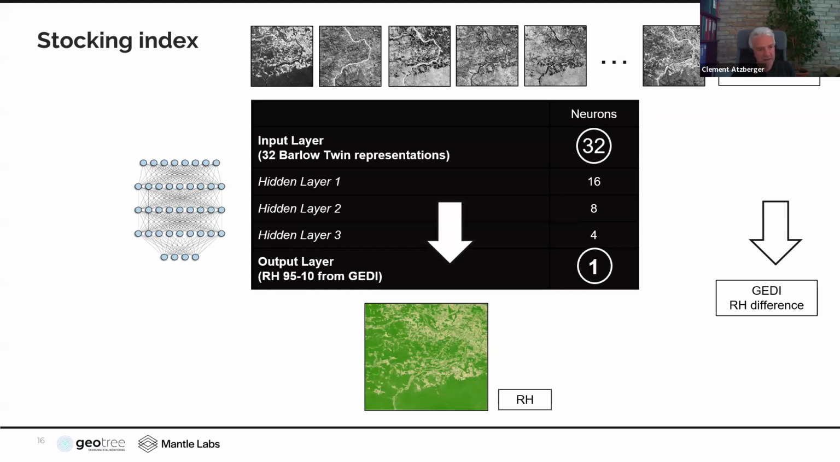So here comes again the GEDI that I mentioned already. The GEDI measures these relative heights. We take a difference of the relative height at the 95 and 10% percentile. This is our label, our target, right? And then we take our 32 Barlow twin representations as predictor variables. And then we have a fully connected feed-forward neural network with 3 hidden layers. You see here the specifications a bit. I mean, there's a lot of additional information that we tweak to make it really work better. But this is the basic information that I wanted to share with you.